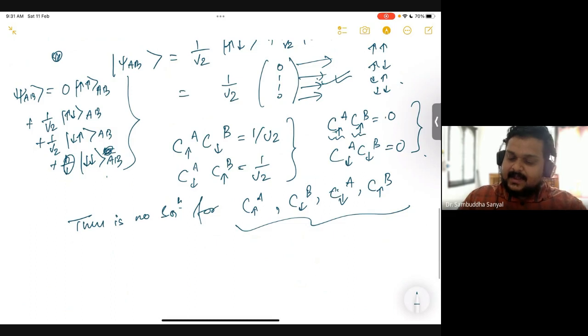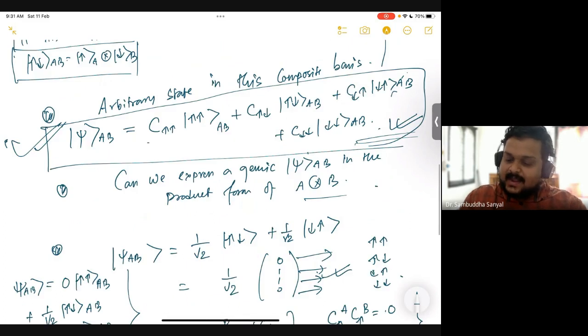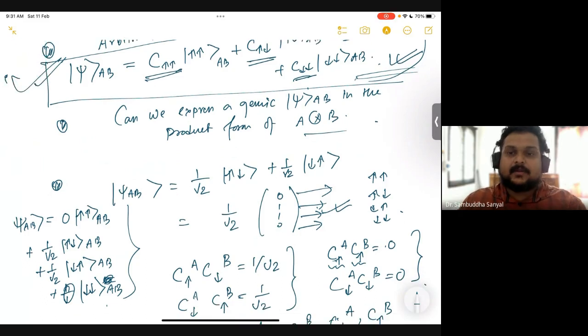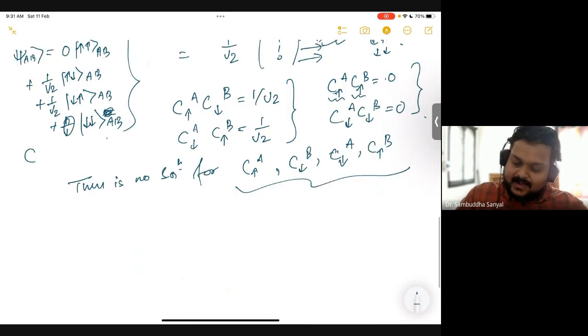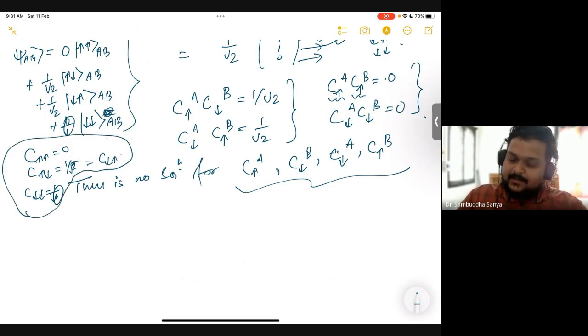Now, does it mean there exists a CA and CB that satisfy this? In other words, can I decompose this C up up, C up down, C down up, C down down into a product of A and B, right? That is what the question breaks down to. So I know that C up up is 0, C up down is 1 by root 2, C down up is also 1 by root 2, and C down down is 0. So these four, can they be written in such a product form? To see that, we write them in product form, and then we observe there is no solution that satisfies this.